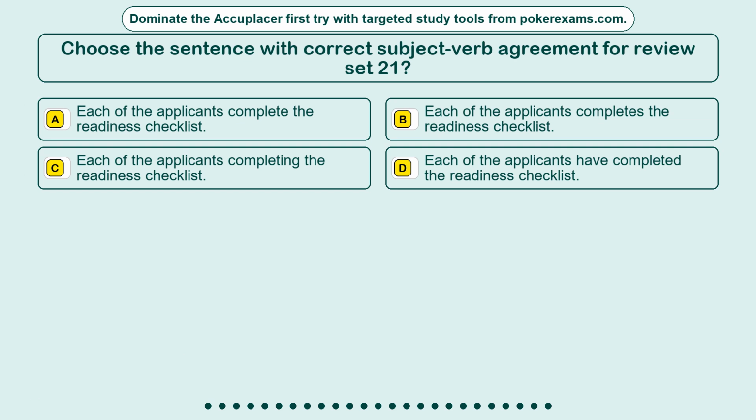Question 18. Choose the sentence with correct subject-verb agreement for review set 21. Option A. Each of the applicants complete the readiness checklist. Option B. Each of the applicants completes the readiness checklist. Option C. Each of the applicants completing the readiness checklist. Option D. Each of the applicants have completed the readiness checklist.